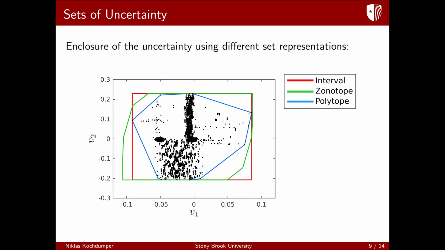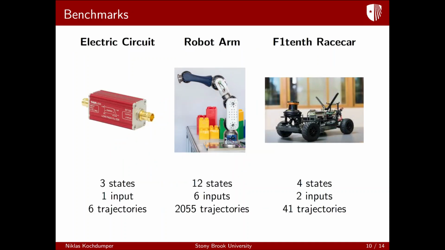This was basically our approach. Finally, some numerical examples. We tested our approach on certain benchmarks, which are an electric circuit, a robot arm, and an F110 race car. For all of these, we have measurements from the real system.